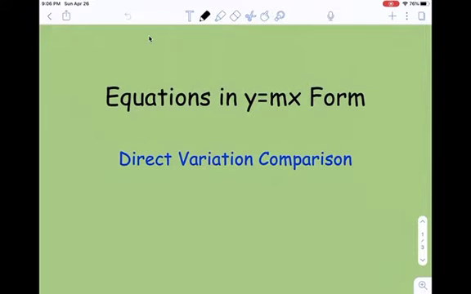Okay, here we go. So what we're going to do now is, in the last video, we looked at two examples of how you might see these direct variation problems thrown at you. So what this video covers is one of the things that's powerful about direct variation.